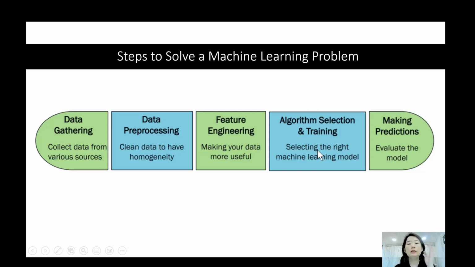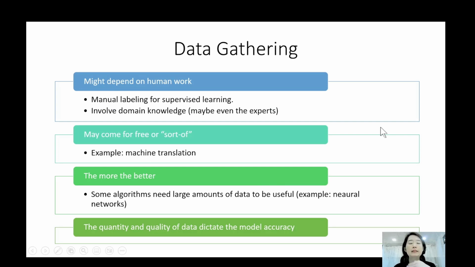Then it will come to the next step, which is algorithm selection and training the model. And lastly, you will have your model make predictions and evaluate the model to see whether it is accurate. So now let's take a look at each of these steps.